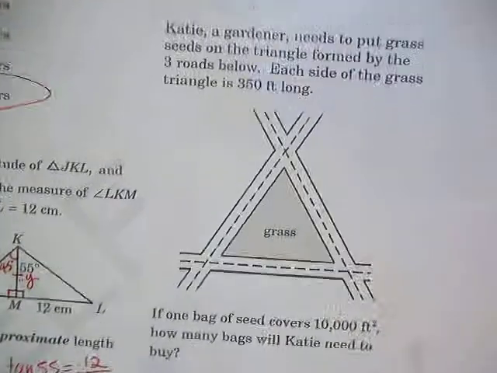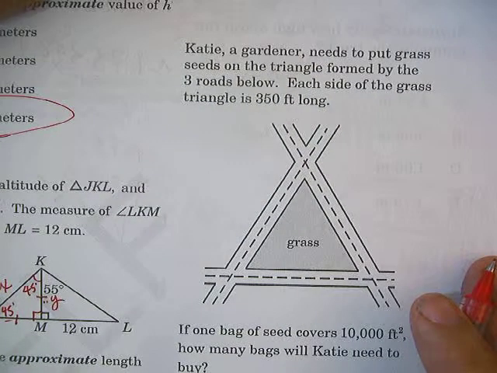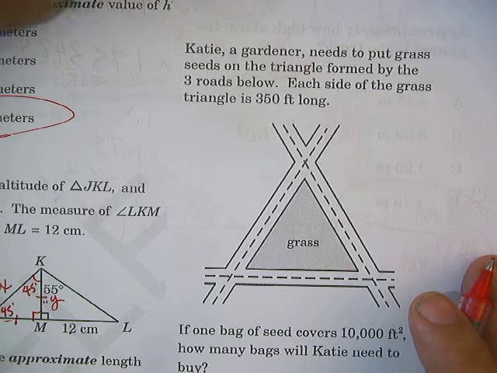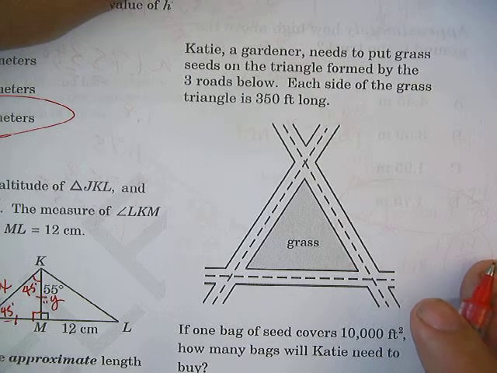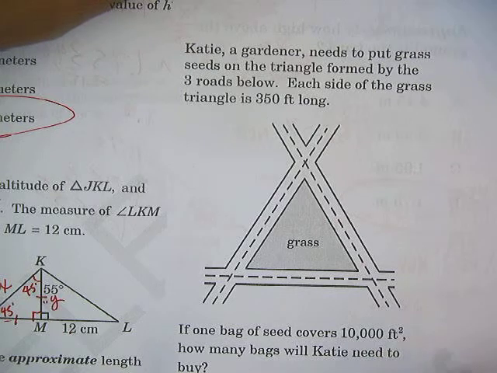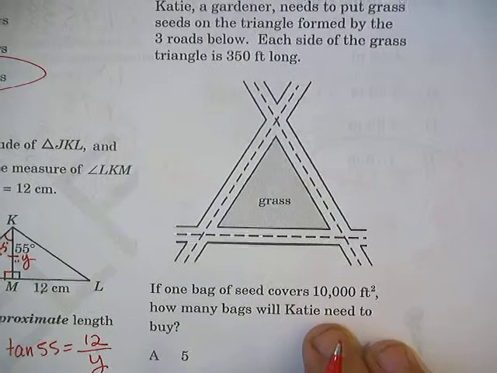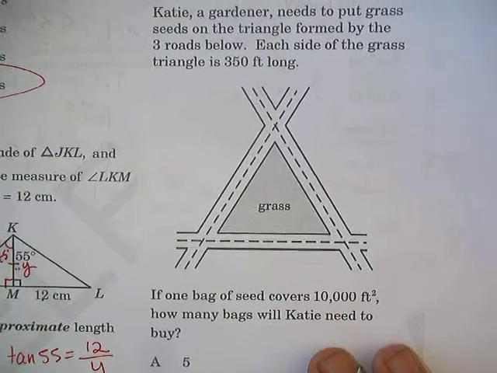Last problem on this page. Katie, a gardener, needs to put grass seed on the triangle formed by the 3 rows below. Each side of the grass triangle is 350 feet long. If one bag of seed covers 10,000 square feet, how many bags will Katie need to buy?